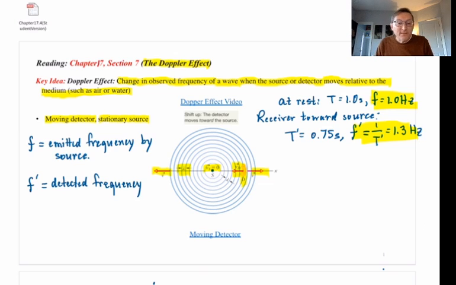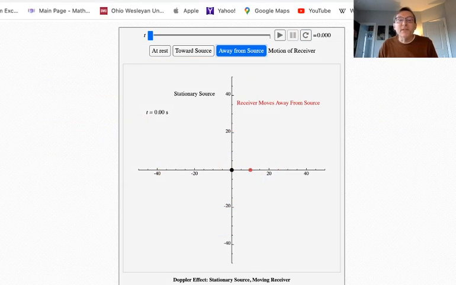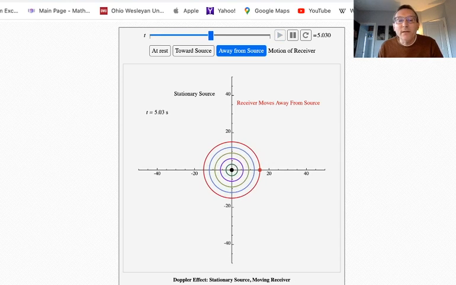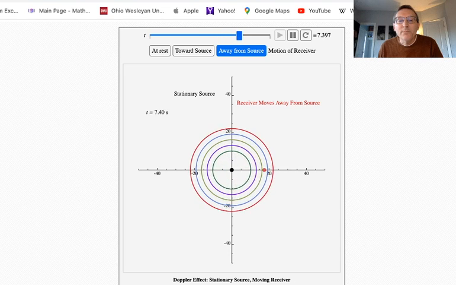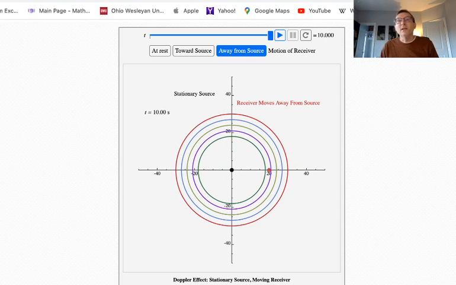Now let me go back to the animation, reset it, and now we're going to let the receiver, the detector, move away from the source. So the red dot will move to our right. And first I'll play the pinging game, and we'll just listen for the rate at which the pinging happens. That will be the detected frequency. Note the receiver is moving away from the source. Ping, ping, ping, ping. And I didn't even get to the last wavefront. The rate of pinging is lower. The observed frequency is lower.